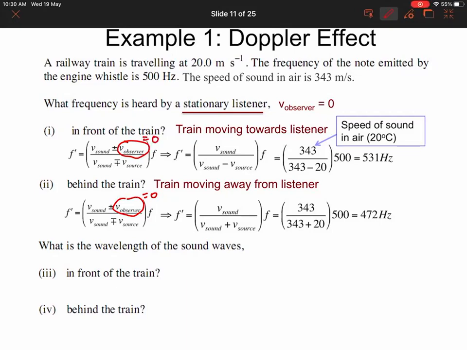For both cases. Okay. V sound, that's the speed of sound in air, 343 meters per second. Okay, the source is still traveling, the train is still traveling at the same speed, 20. Okay, and the old frequency is still 500 hertz. Again, do a sanity check. Okay, you know that as the train moves away from the listeners, the frequency should decrease. So the new frequency should be smaller than the original frequency.